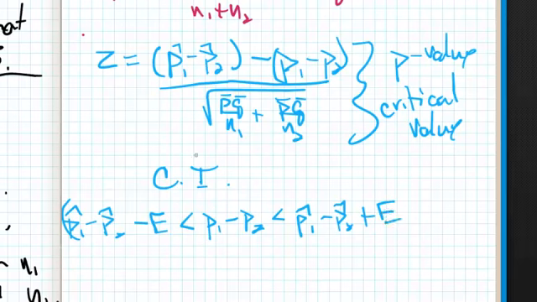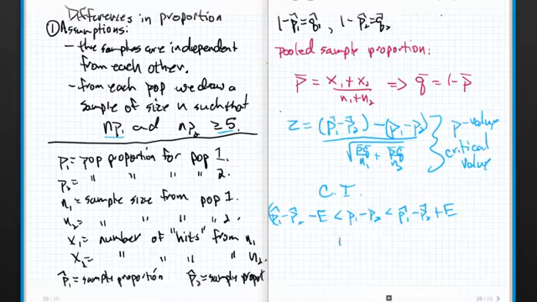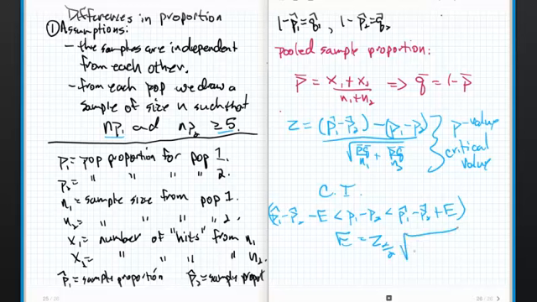Now, what's the error? We could go through our algebra here, but I'm not going to force you to do that because you would all revolt on me and I'd end up dead, and I don't want that. This is just z alpha halves, just like we did before, based on our alpha, times the square root of P hat 1 Q hat 1 over N1 plus P hat 2 Q hat 2 over N2. That's if I want to build a confidence interval.